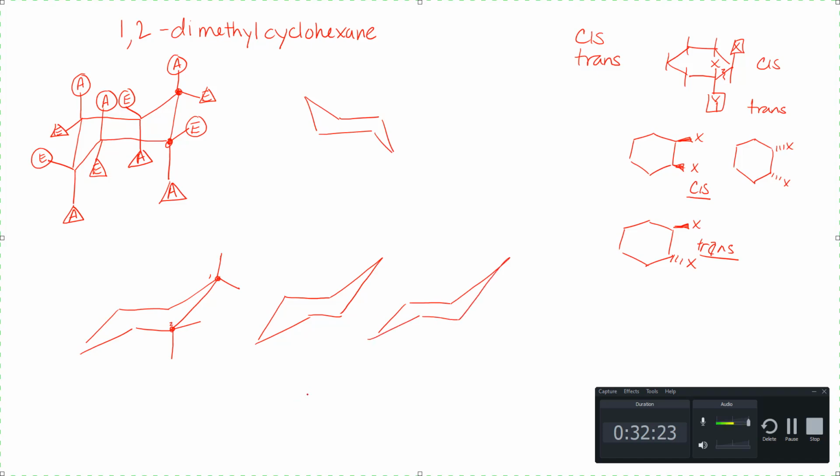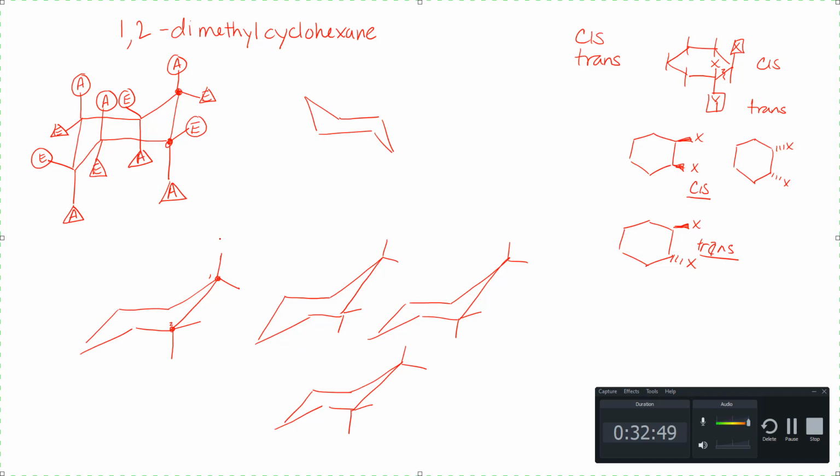And this one I'm pretty good at. And I'm going to put those positions, carbon 1, carbon 2, 1 and 2. Okay, so there's my 4 chair conformations. And so now let's put methyl groups in the possible combinations.